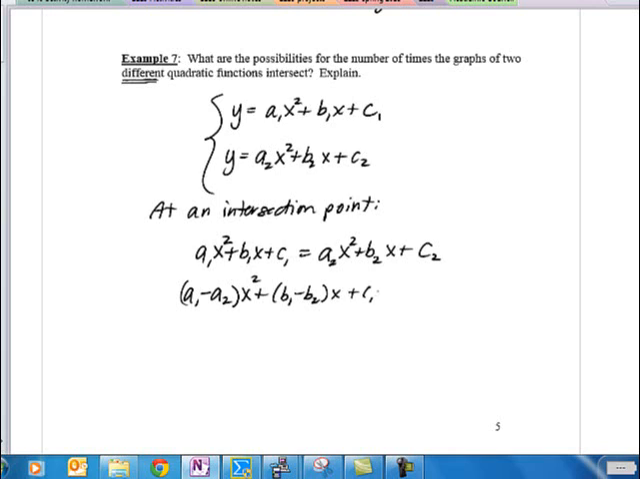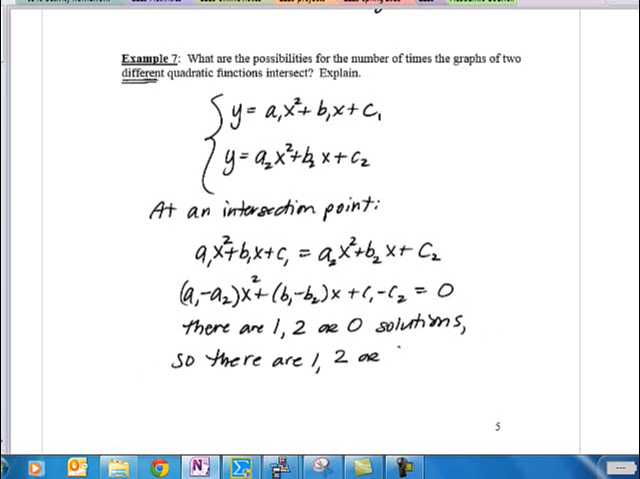So any quadratic equation can have either 1 or 2 or 0 solutions. So if there are 1 or 2 or 0 solutions to that equation, then there can be either 1 or 2 or 0 intersection points. Okay, so there's no way to get 3 intersection points or 4. There could be 2 or 1 or 0.